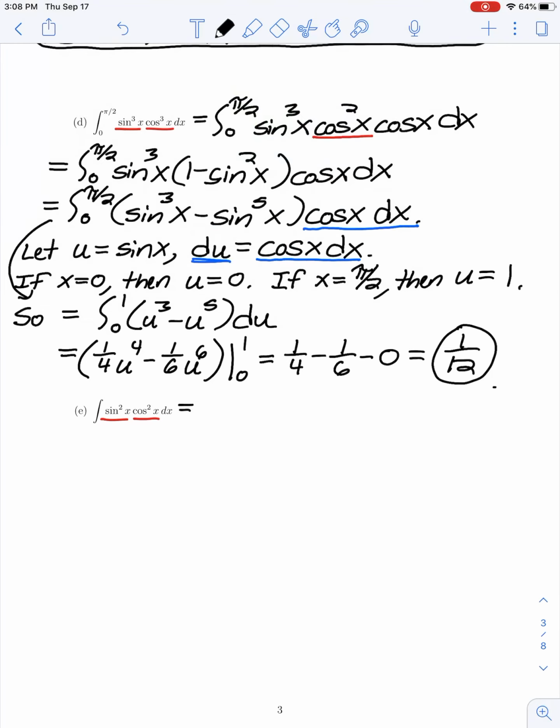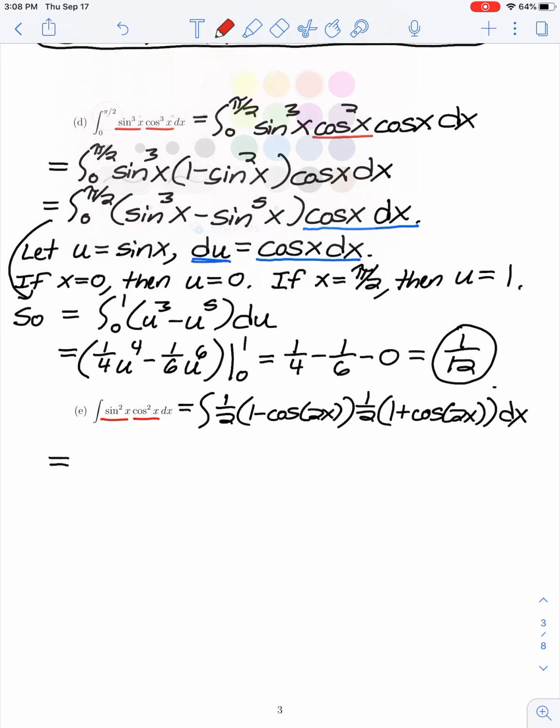In particular, we're going to rewrite sine squared x as 1/2 of 1 minus cosine of 2 times x, and cosine squared of x is equal to 1/2 of 1 plus cosine of 2x. And then we still have our dx term on the end. So let's see what we can do from here.